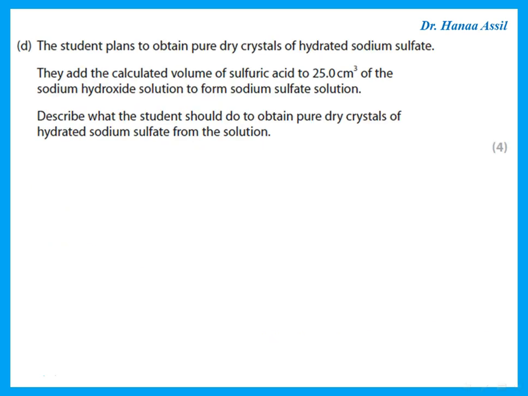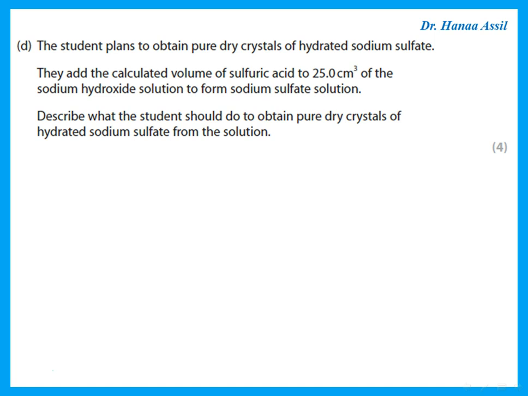The student plans to obtain pure dry crystals of hydrated sodium sulfate. They add the calculated volume of sulfuric acid to 25 centimeter cubed of the sodium hydroxide to form sodium sulfate solution. So now he has sodium sulfate solution, and he's saying describe what the student should do to obtain pure dry crystals of hydrated sodium sulfate from the solution. So basically he wants you to explain what? Crystallization. Remember, I have a solution and I want crystals.